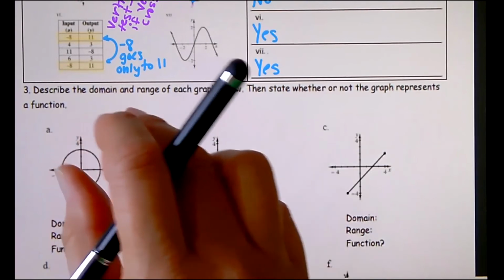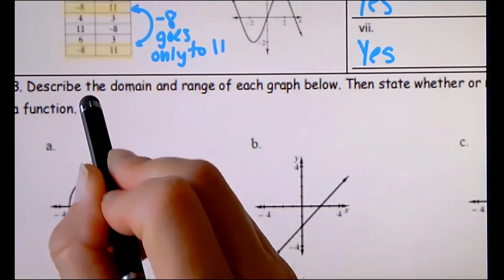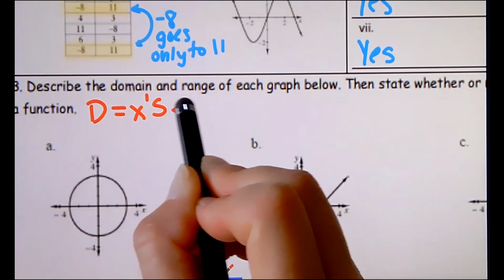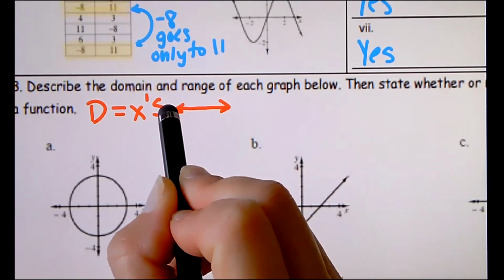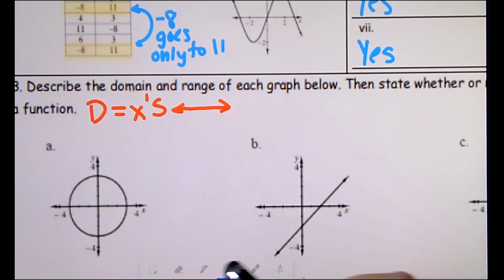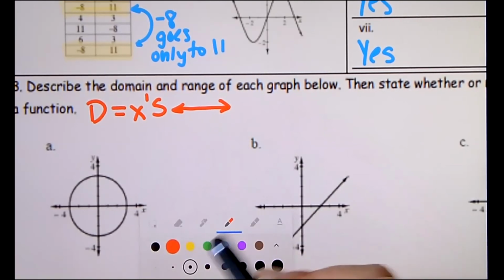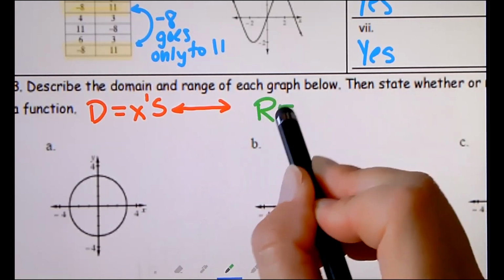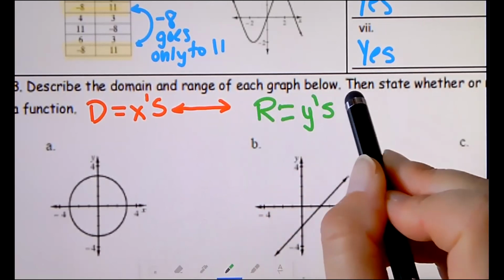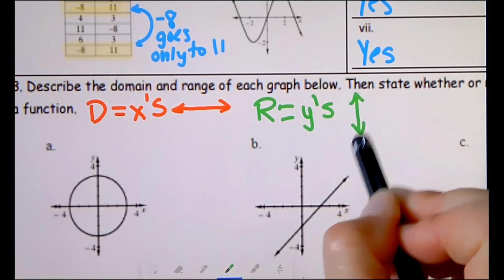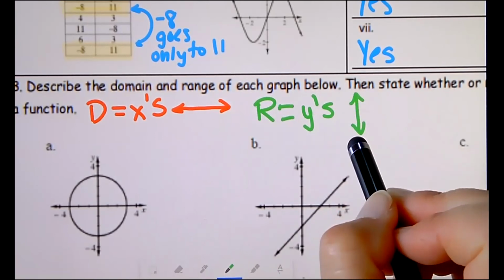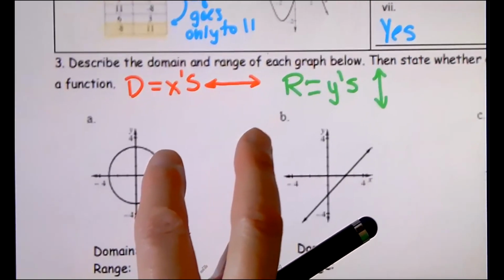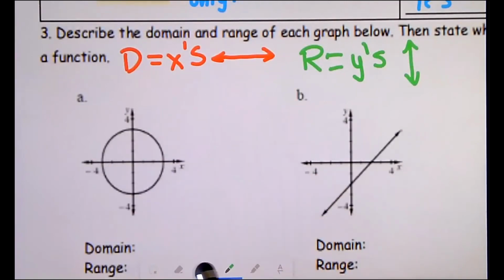Domain are your x's. And so I'm going to put D. Domain equals your x's. And x's are left to right. How far to the left does the graph go? How far to the right does the graph go? Your range, now put R, is your y's. And this is how high up and how far down. So it's up and down. How low and how high. That's your range.